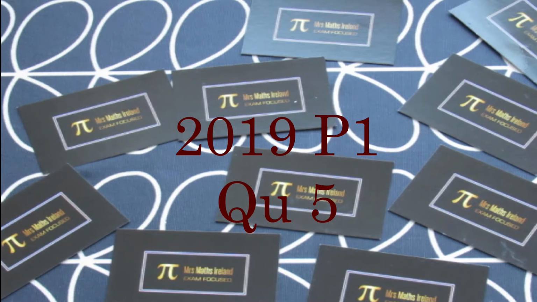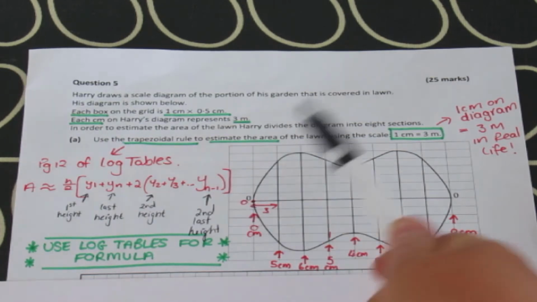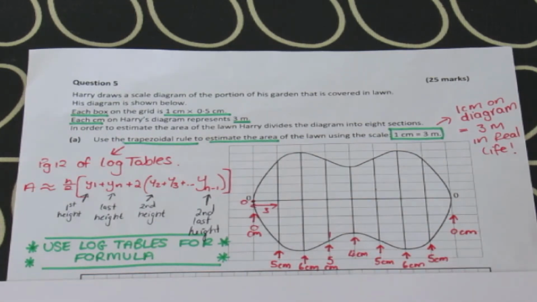So let's get started. This is our question 5 here, part A, and we are looking at the trapezoidal rule here. In the question it actually says use the trapezoidal rule to estimate the area. So the information is already there. The trapezoidal rule is in your log tables on page 12. So you don't need to know it off by heart, you just need to know where it is.